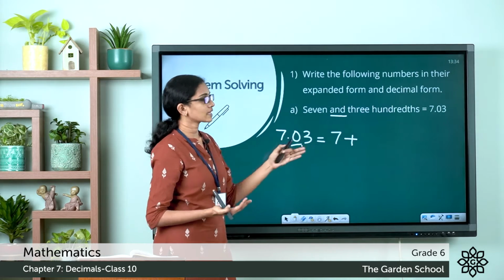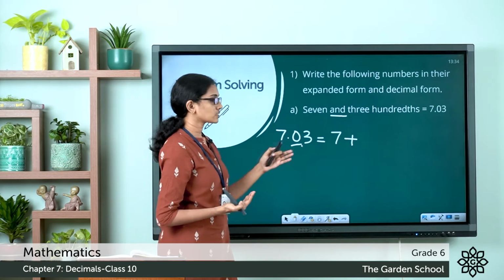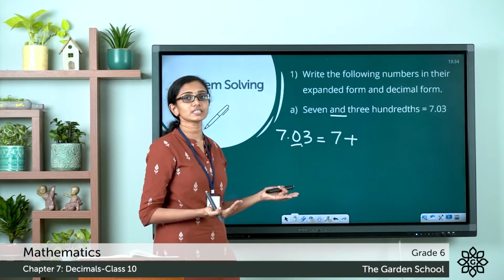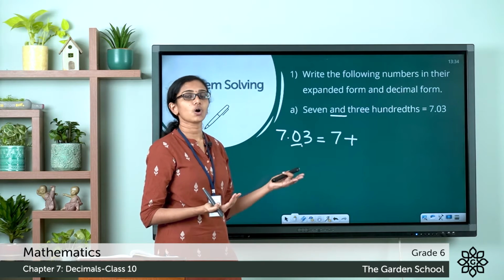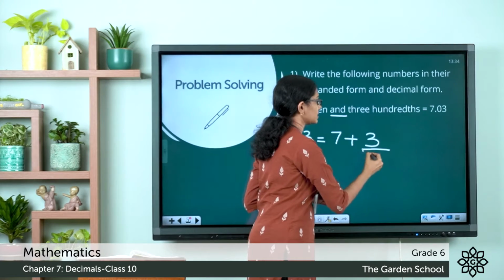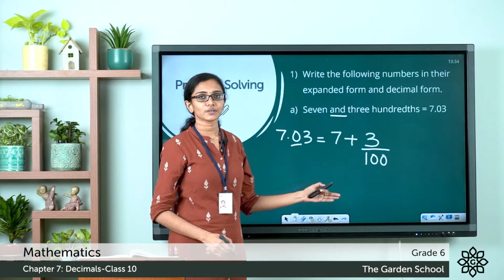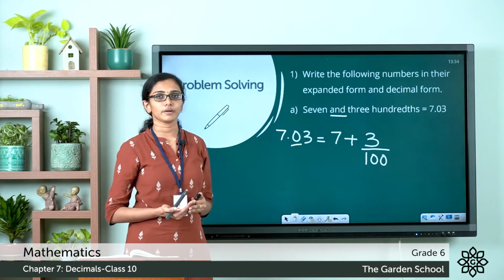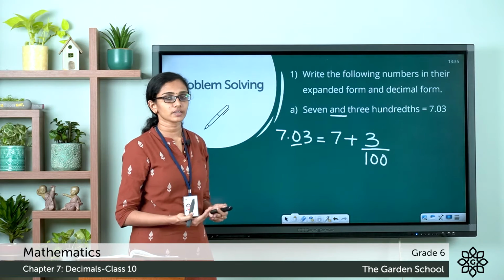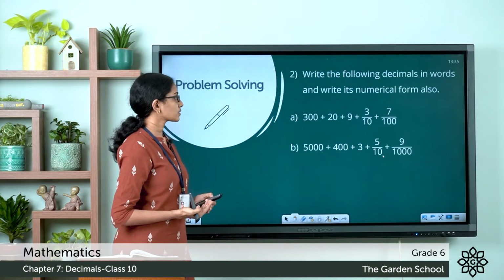So, let us consider the next digit in the decimal part. The digit 3 is in the hundredths place, so its place value is 3 hundredths or 3 by 100. We can write this as 7 plus 3 by 100. This is the expanded form for this decimal number. Now, you have to write the corresponding decimal number for the second question also and write its expanded form. Let's see the second question.